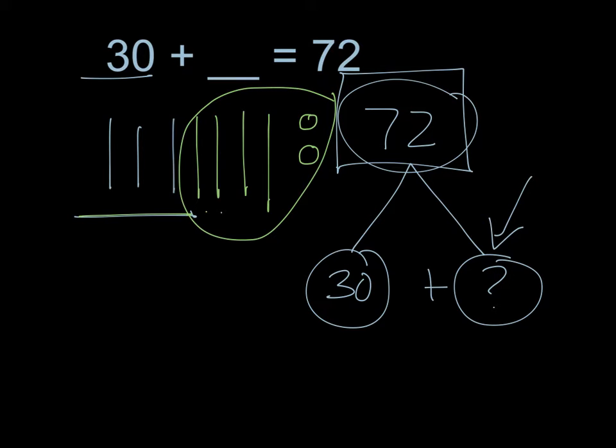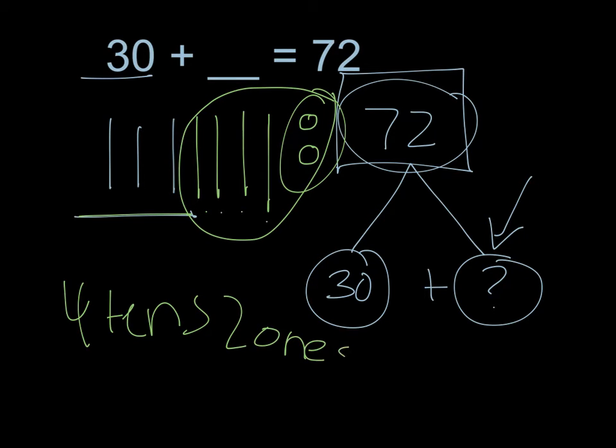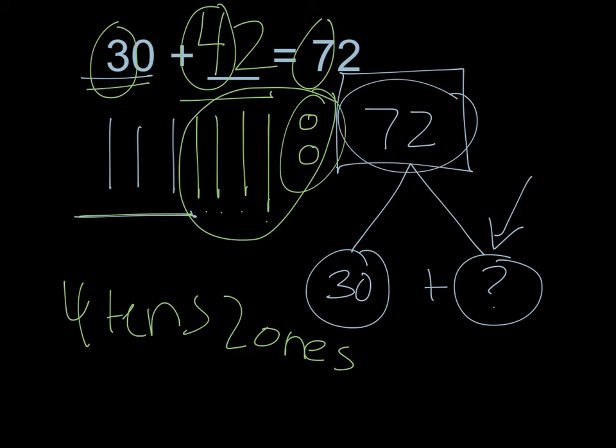I have 1, 2, 3, 4 tens. And I added 2 ones. 4 tens and 2 ones is 42. So 30 plus 42 equals 72. I could check my work by looking at my tens. 3 plus 4 is 7, and then my ones are going to stay the same, so 2.